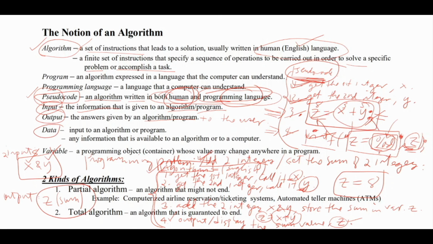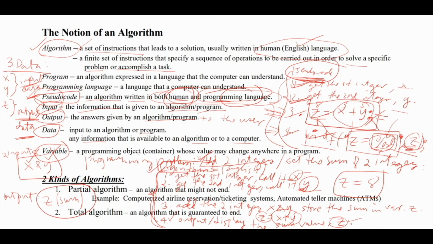Now, data simply refers to input to an algorithm or program, or any data that is available to an algorithm or program for processing. So in this algorithm or pseudocode, the data are x, y, and z. In these programming tasks, we have three data. These are x, y, and z. X and y are called input data, while z is called output data.